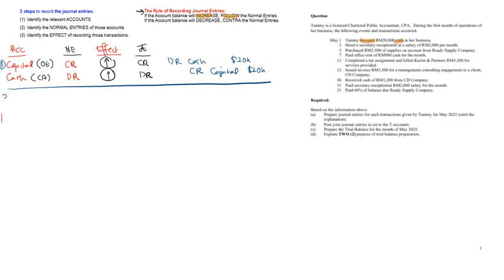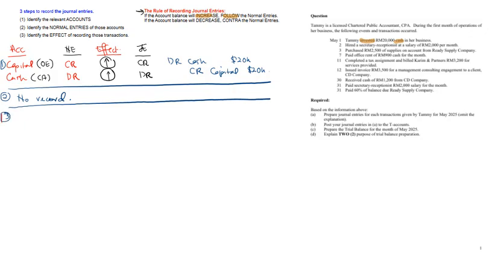For May 2nd, hired a secretary receptionist at a salary of 2,000 per month. No journal entry is required for this transaction because Tammy has only hired the staff. No payment or financial transaction has occurred yet. So no record. We need to wait until the payment for the salary happened.